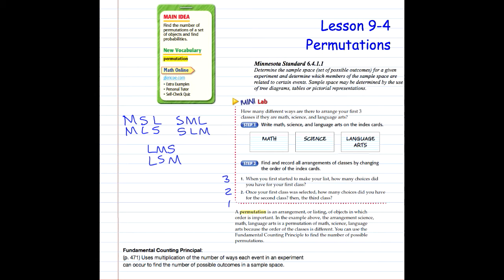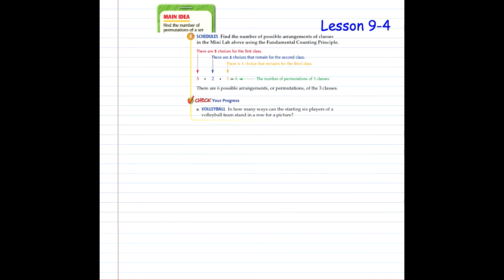And the fundamental counting principle, you remember from earlier, is the use of multiplication of the number of ways each event in an experiment can occur to find the number of possible outcomes in a sample space. Rather than making a table like this, you can simply use multiplication. Here's what that looks like.